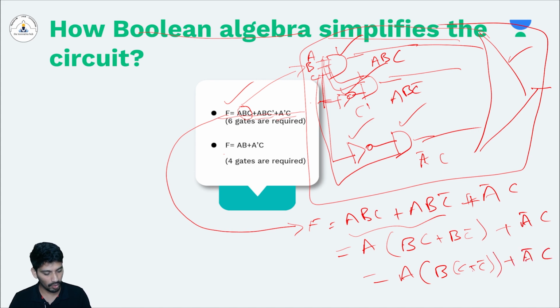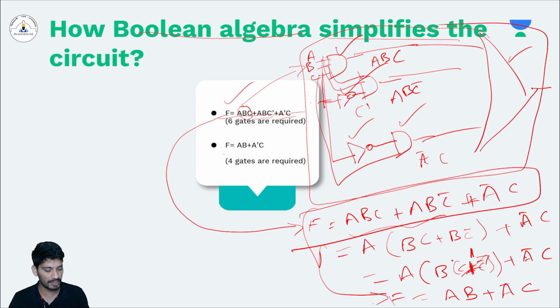As we already know, C plus C bar will always result in 1. So this can be replaced with 1. And we already know multiplying 1 with any signal will give you the same signal. So this will convert into A dot B plus A bar C. Now let's see how many gates are required to implement this function. As you can see, this big expression is converted into a small expression. Obviously, you will require a small number of gates, right?